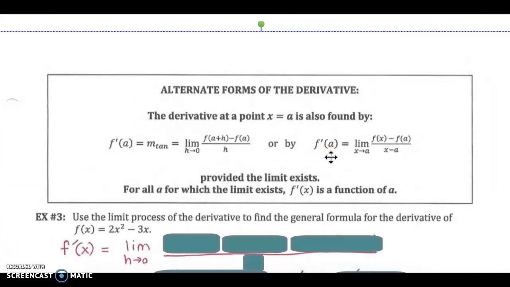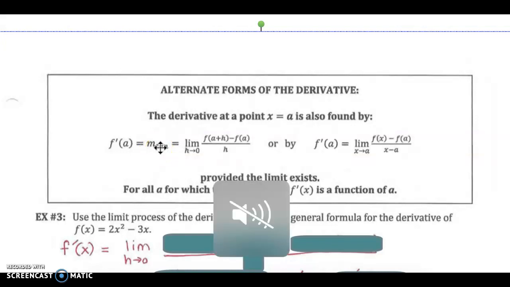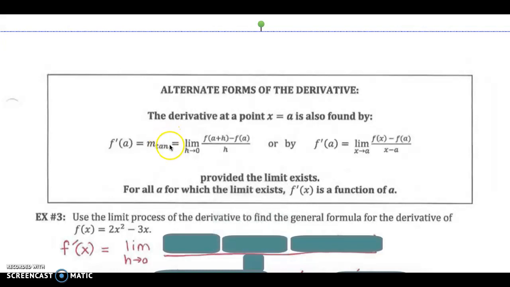Okay, alternate forms of the derivative. It says the derivative at a point x equals a is also found by f prime of a being equal to the slope of the tangent line, which we know. Remember, if we find this derivative, that's our slope. And then that's also equal to the limit as h approaches 0 of f of a plus h minus f of a over h. We've talked about that one. Or we use this one whenever, remember, we have an actual point value that we're evaluating. So if we have like 2, we would plug 2 into this second limit.